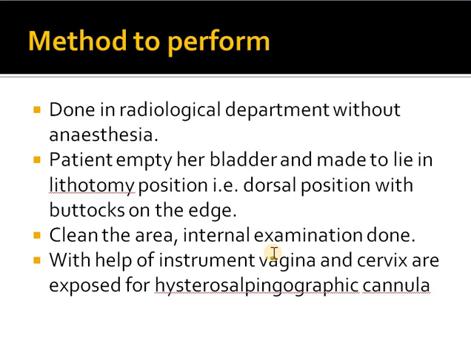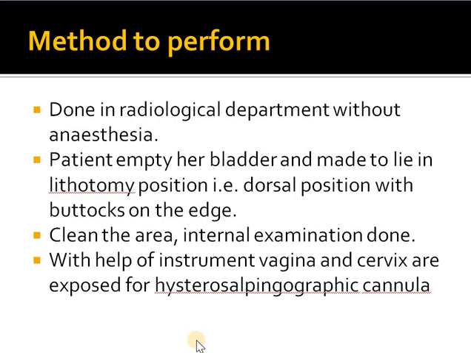Then we clean the whole external genital area and do the internal bimanual examination, to see the shape and size of the uterus, whether it is bulky or normal size. We see the cervix position, whether it is anterior, posterior or midline, and we also examine the bilateral fornices for any tenderness. So these are the things we do before taking the patient on the table.